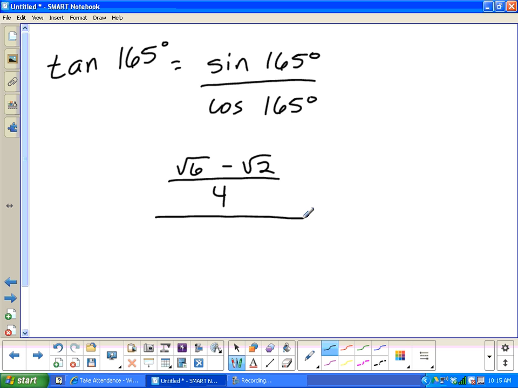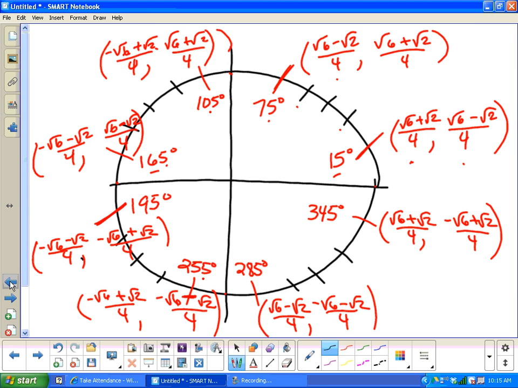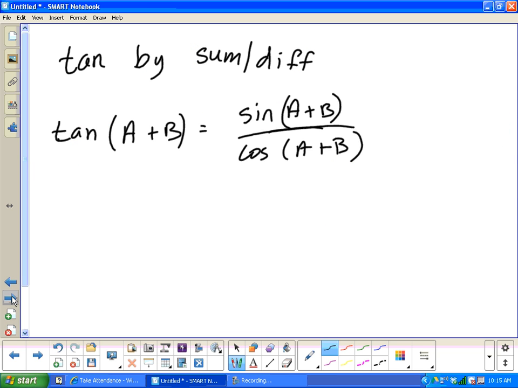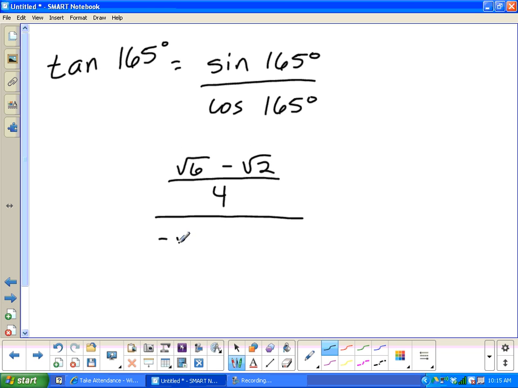Now divided by the cosine of 165, which is negative square root of 6 minus square root of 2 over 4. You could always just do your sum and difference to get sine of 165 and cosine of 165. They're over there to your left for sine and cosine.